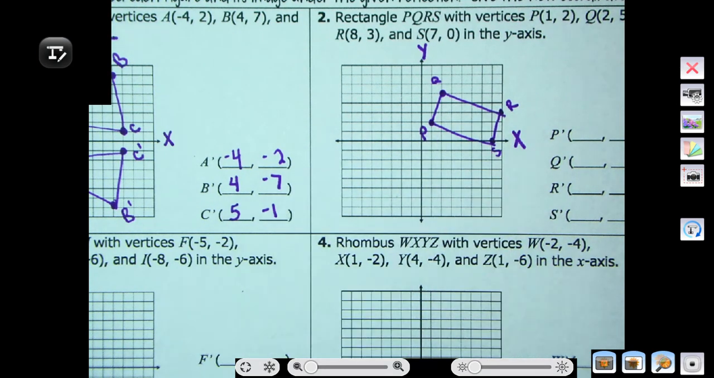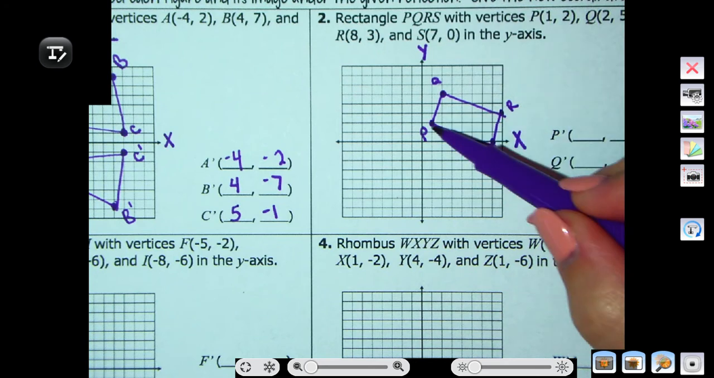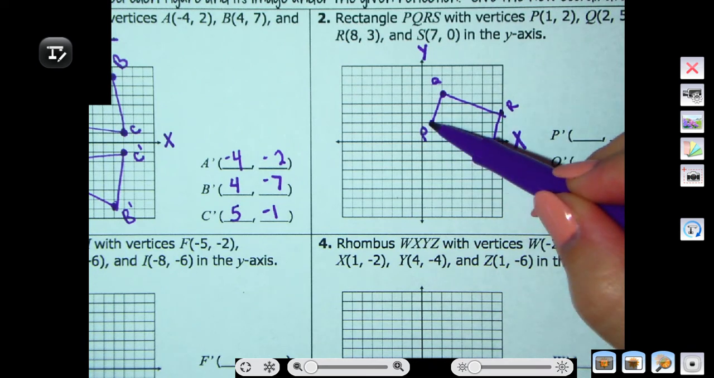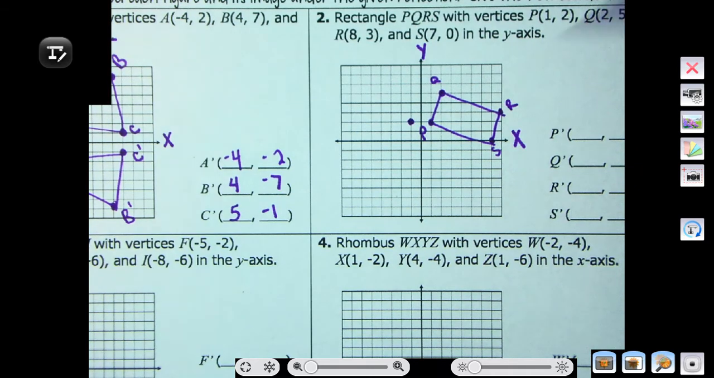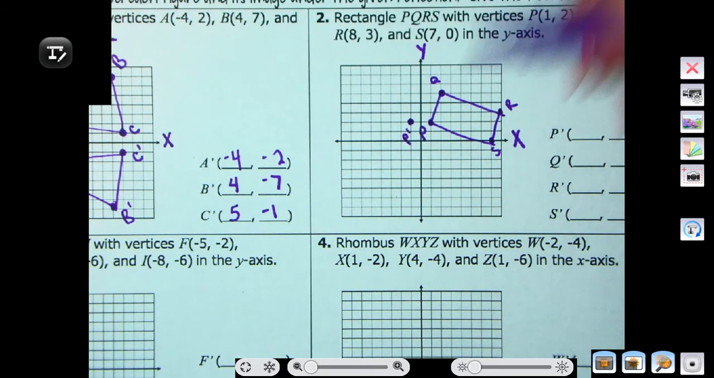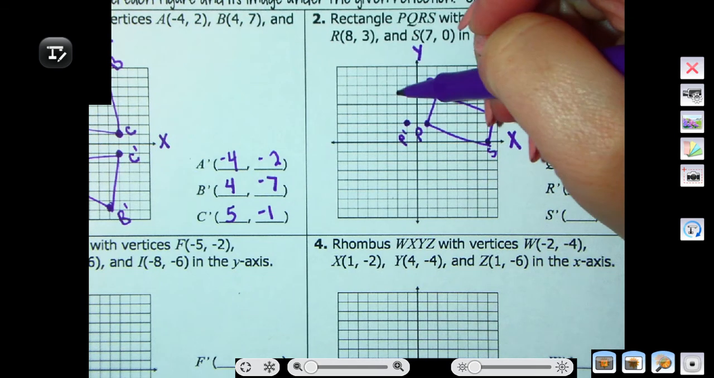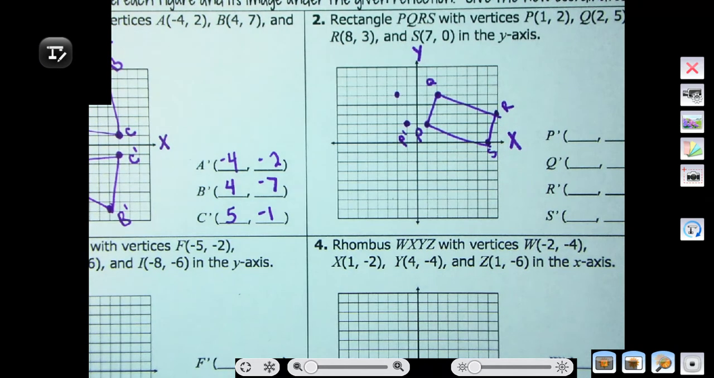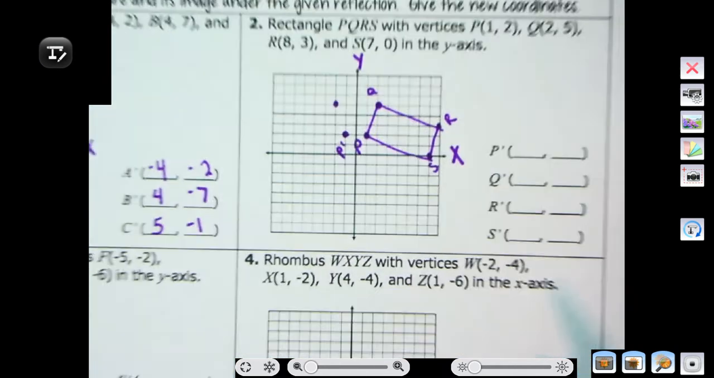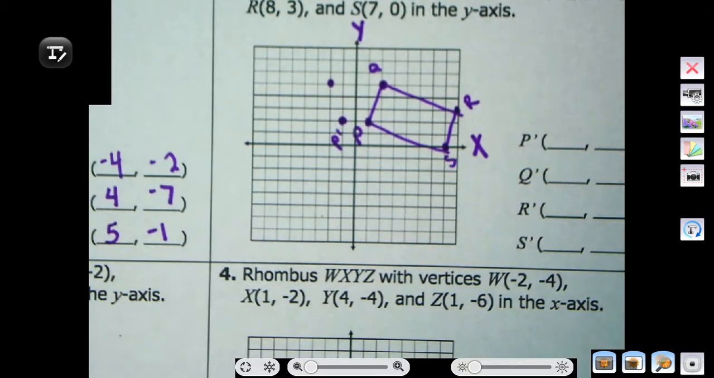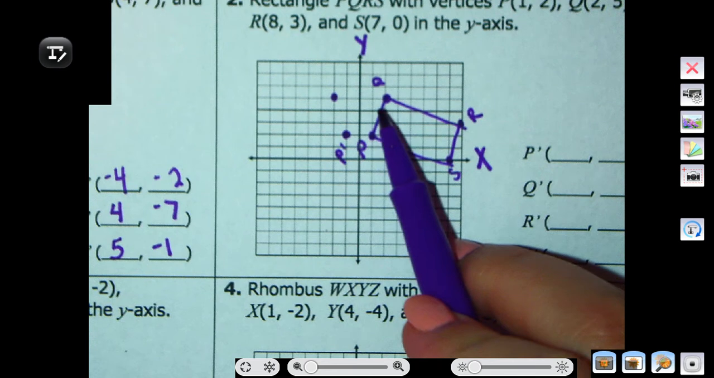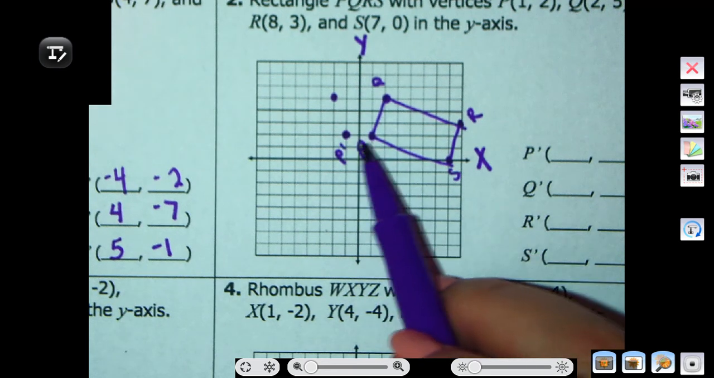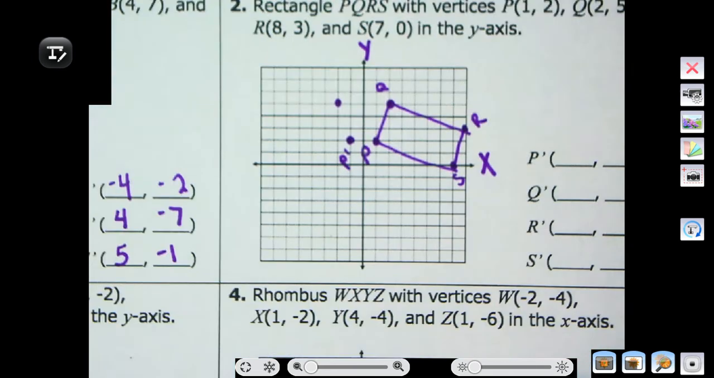Starting with whichever point, I sometimes start with the point that's closest. So that P, I'm going to just reflect it right onto the other side of the y-axis. And so that point right there is going to become P prime. Then I'm going to reflect Q. So Q is going to go right there. So you can see my line of reflection, the y-axis, is right in the middle. I've got 2 units here, 2 units here, 1 unit here, 1 unit here. So it's symmetric.